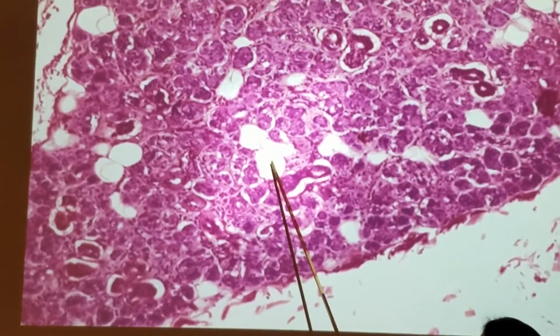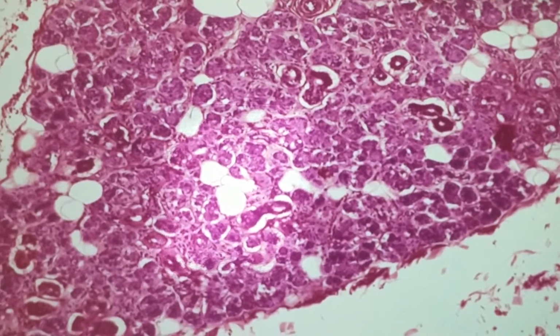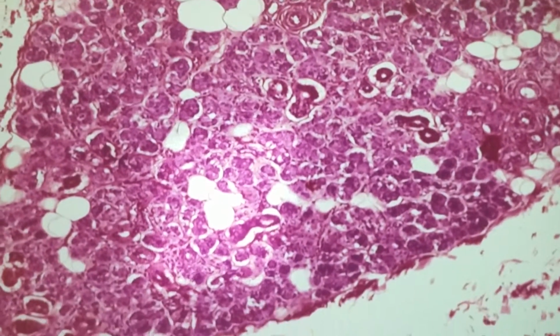So what are these again? Adipose. Don't fall for that. That's adipose. You can see.